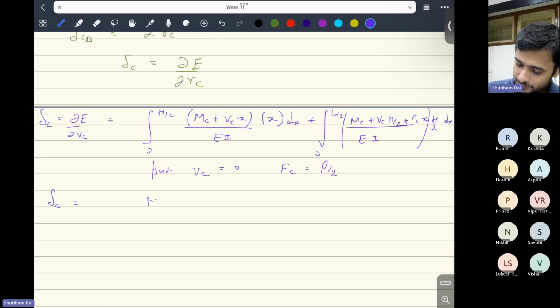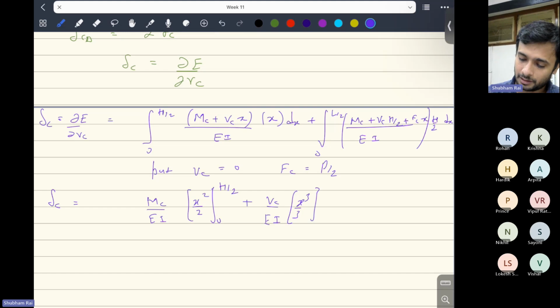So that will be MC. Now you have the expression for MC. So MC into X, so MC over EI, and this will be X square by 2, and this will go from 0 to H by 2, plus VC over EI, and already you have X square, so it will be X cubed by 3. Anyway, this VC part will go to 0 because VC is 0, so you need not do that.